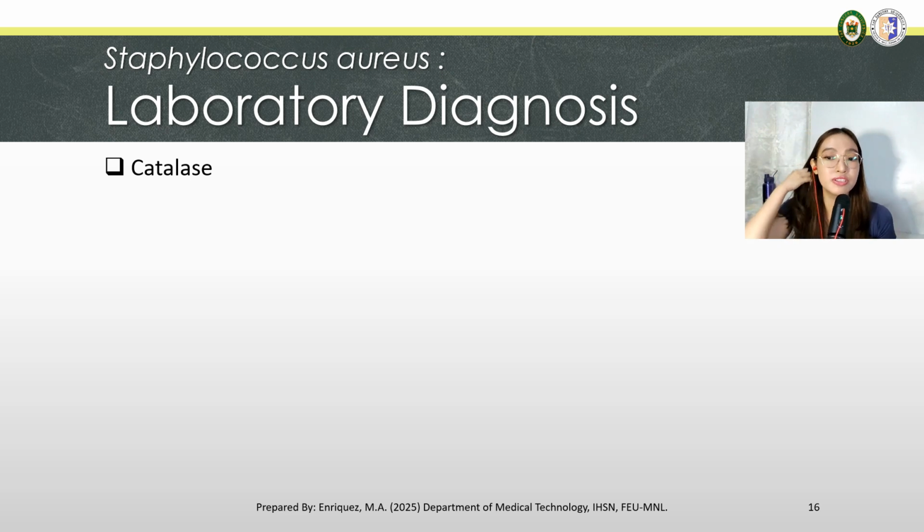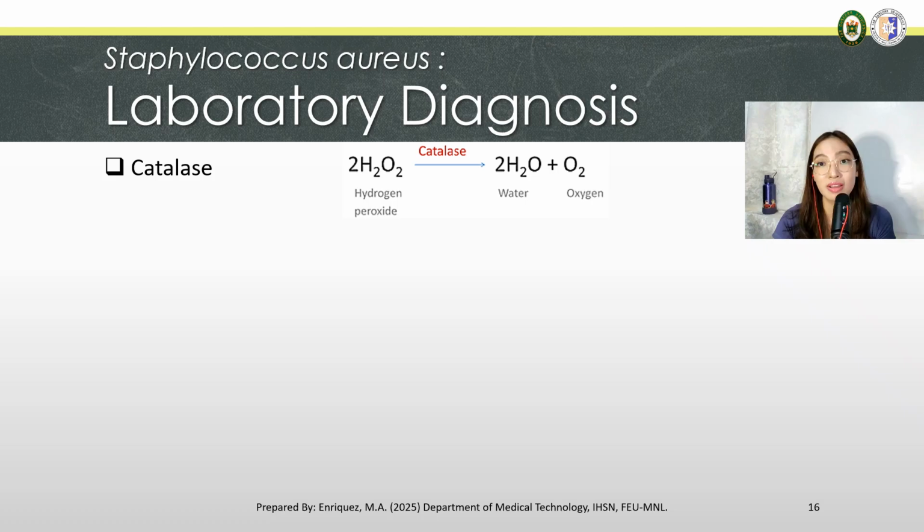Let's proceed to the other methods of laboratory diagnosis. First, we have catalase and coagulase. So, catalase, as previously discussed, is an enzyme that helps bacteria survive from exposure to hydrogen peroxide by converting it to just water and oxygen, as we can see here in this chemical equation. Now, if you would remember, di ba po, hydrogen peroxide is toxic to a lot of bacteria. The catalase test can be used to differentiate catalase producers from non-catalase producing bacteria like streptococci. So basically, staphylococci are catalase positive and streptococci are catalase negative.